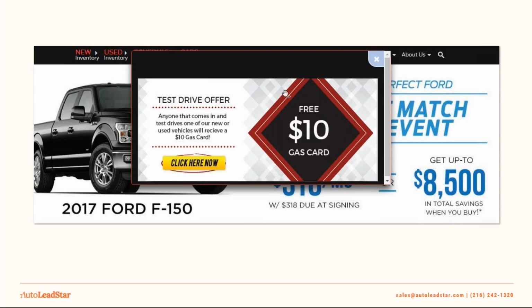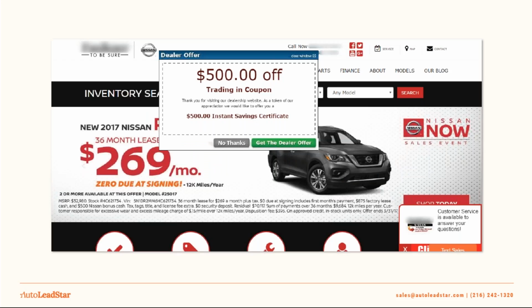I also want to draw your attention here to the CTA, which says "click here now." Now, that's a pretty unclear CTA. I don't know what happens when I click here, okay? Because this message is not connected to the message of the offer, which is a free $10 gas card. A better choice here might be "get card," okay? Or something that clearly reflects the rest of the content in this offer.